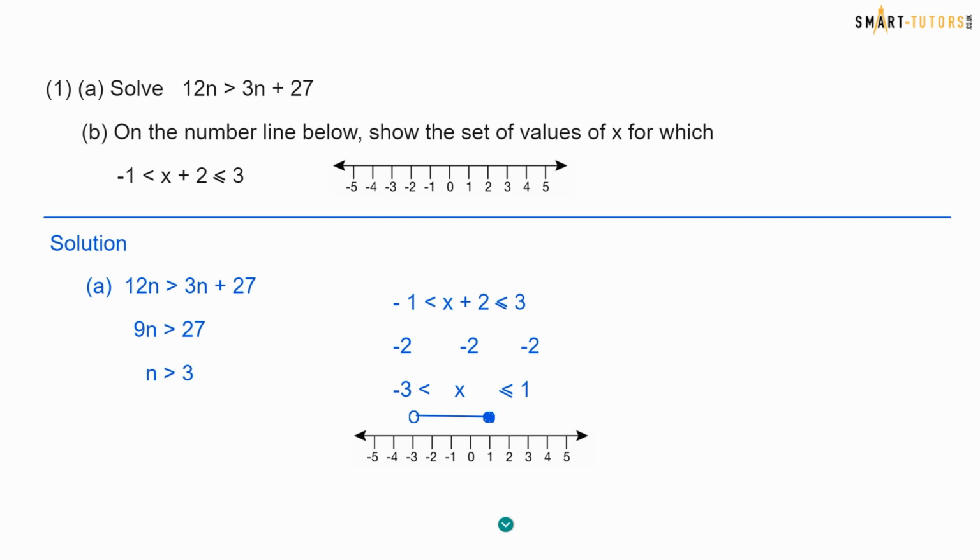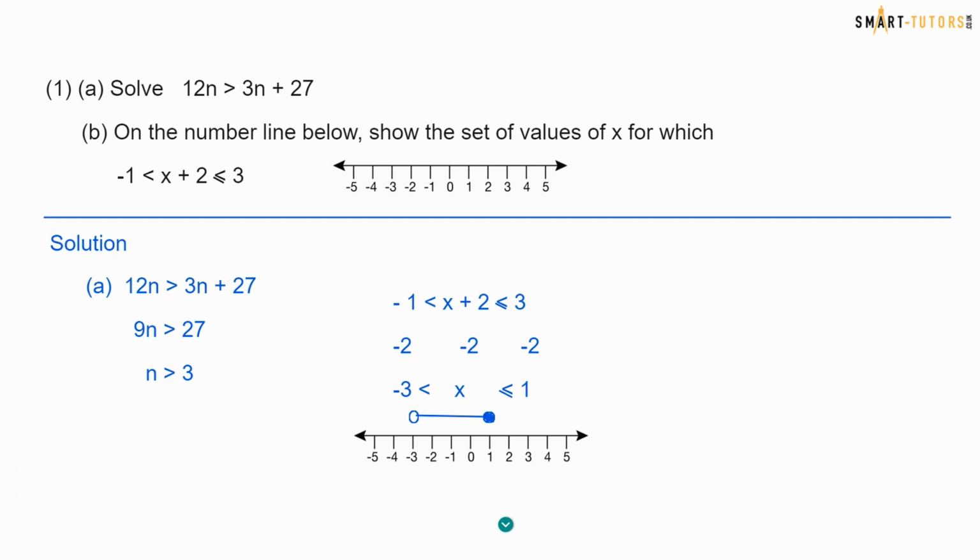The B part, on the number line below, show the set of values. So the inequality here, minus 1 less than x plus 2 less than or equal to 3. I am taking away minus 2 from all sides. So minus 1 take away minus 2 is minus 3. Then x plus 2 take away minus 2, plus 2 and minus 2 cancel, which is x. 3 take away minus 2 is 1. So the answer for x is between minus 3 and 1.